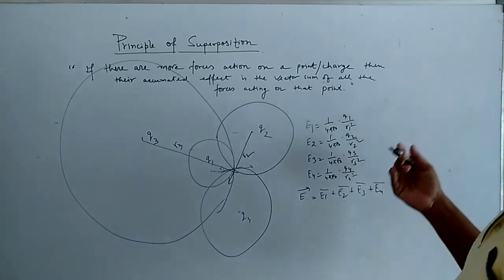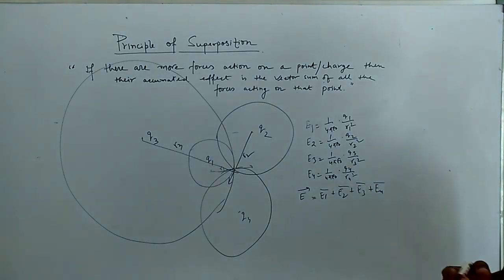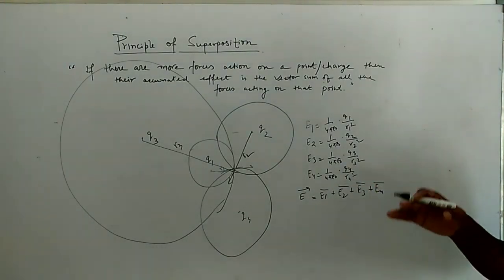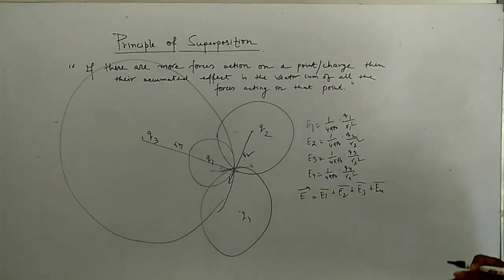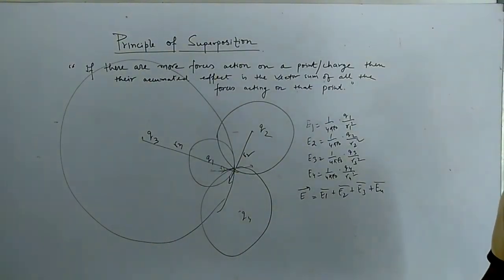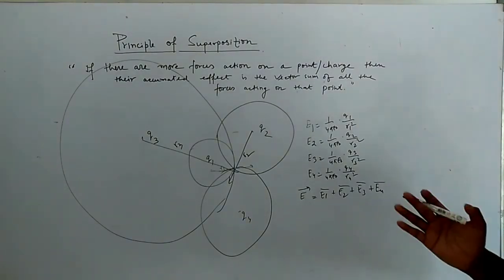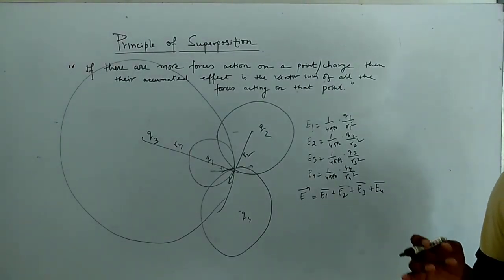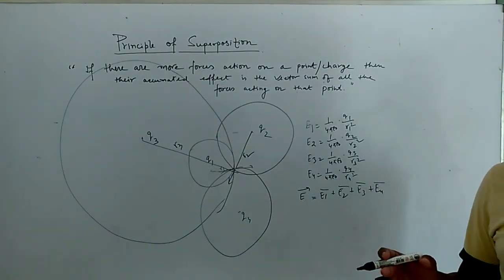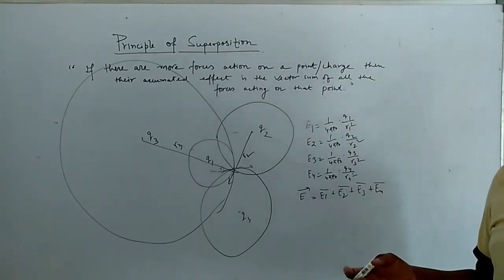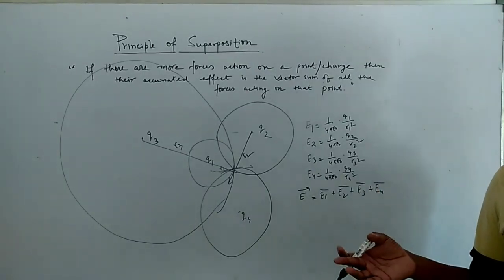This is as simple as this. This is all about the principle of superposition. The same thing you can apply wherever you are finding things, like in waves also, the principle of superposition is used to find the resultant displacement. In the magnetic field also you can use the principle of superposition to find the net magnetic field at a point when that point is under the influence of two or more different magnetic fields caused by different magnets. So this is all.